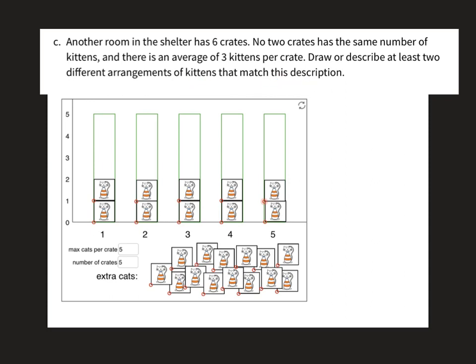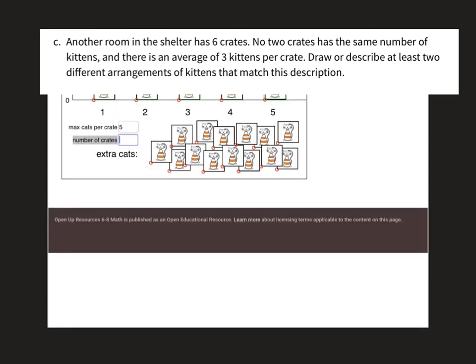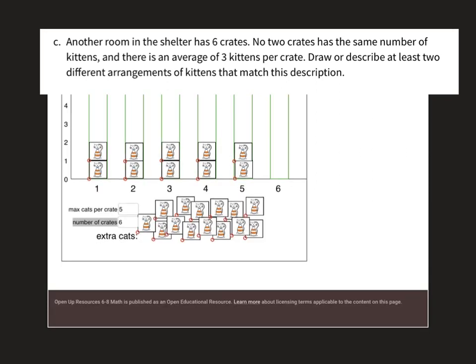Okay, so to make this happen, first off, I need to change the number of crates. So let's make that 6 crates. And then what I'm going to need to do is start off with the fact that I know that there are supposed to be an average of 3 kittens per crate. So I need to get some more kittens and pull them into the crates. So let's see. So what I want to see is 3 kittens in each crate.